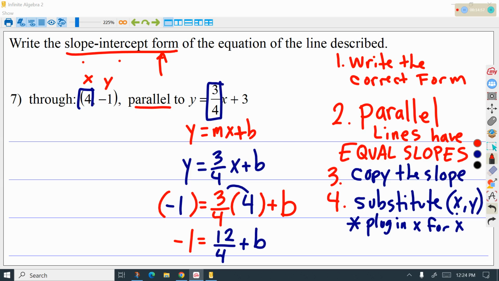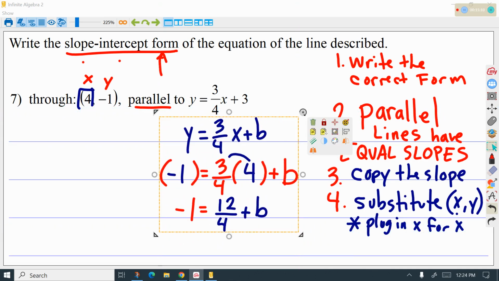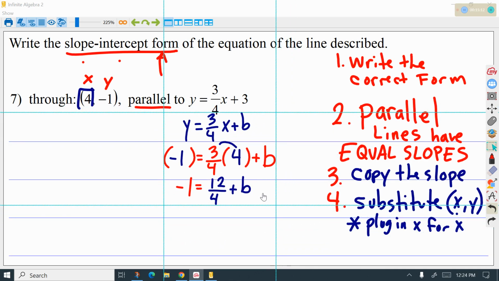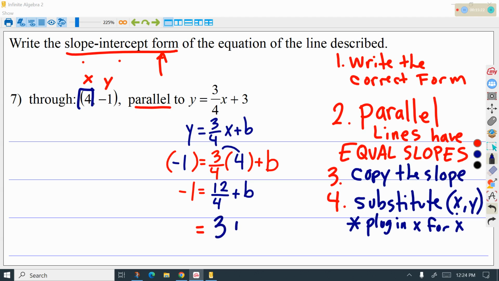Okay, we're going to have to do a little bit of the algebra with this right here. So I'm gonna erase that just for the sake of making some room. And I'll push everything up. Again, I hope you guys see that we have to reduce this fraction, right? 12 over 4 is equal to 3. 12 divided by 4 is 3.